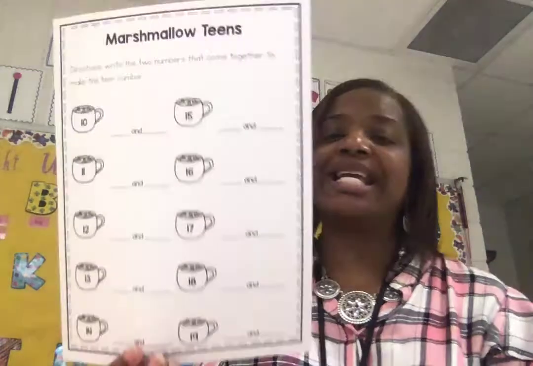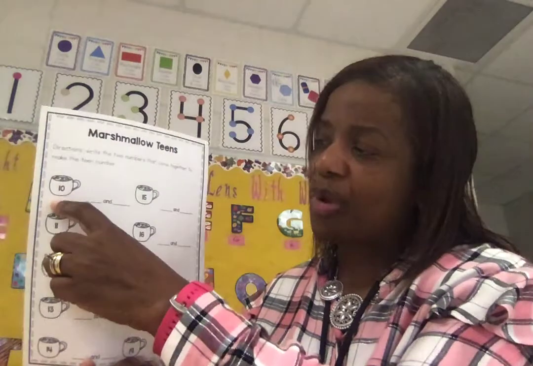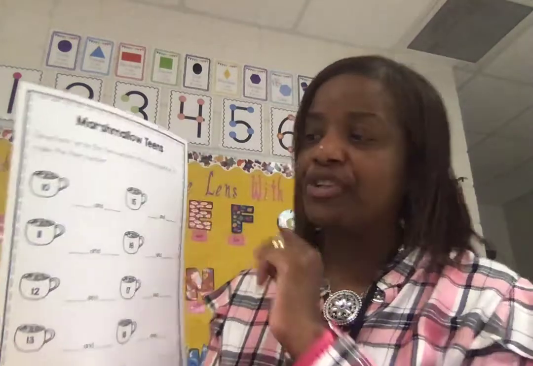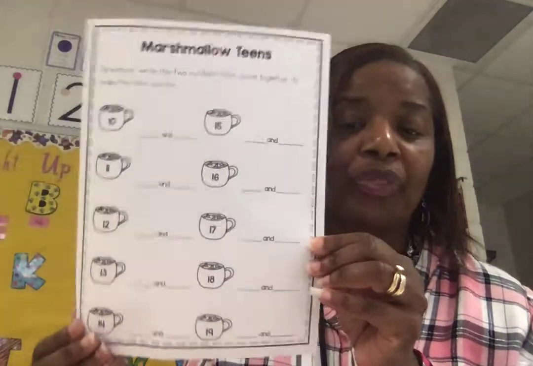And by it being so cold in winter, the last thing you're going to do this week in math: marshmallow teens. Who likes marshmallows and hot chocolate? Yes, I do. It says, write the two numbers that come together to make that teen number. So we have 10. A 10 is a group of 10. And how many extra ones? 0. Be careful with that. You see 15 is a group of 10. And how many extra ones? 5. So on the lines, you would put 10 and 0 gives us 10. 10 and 5 gives us 15. And you would do the whole thing like that.